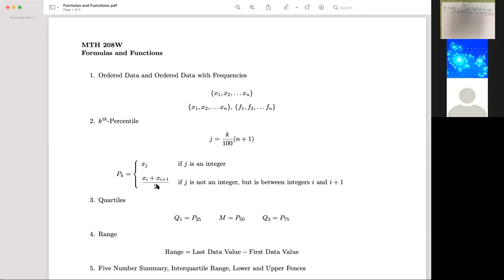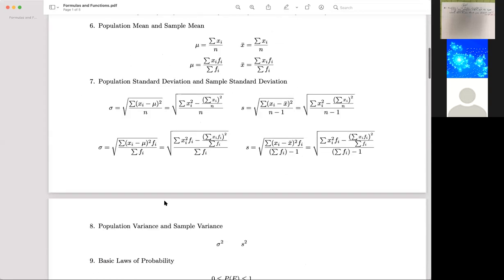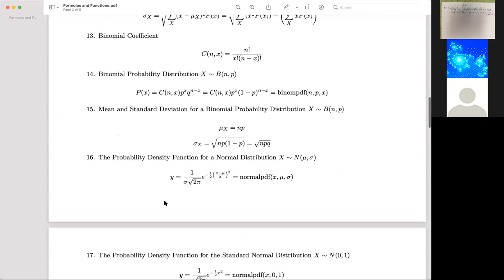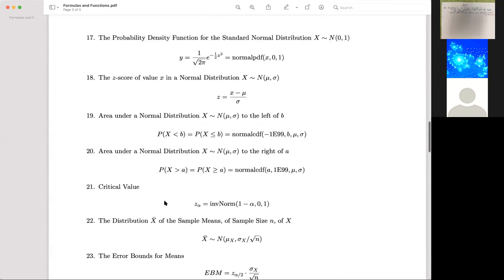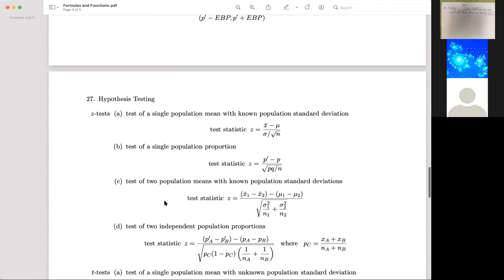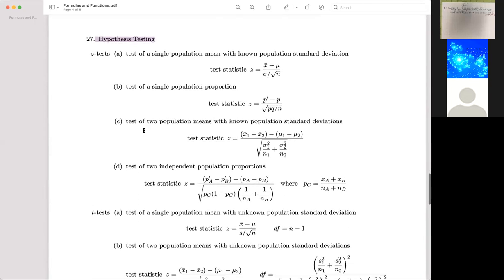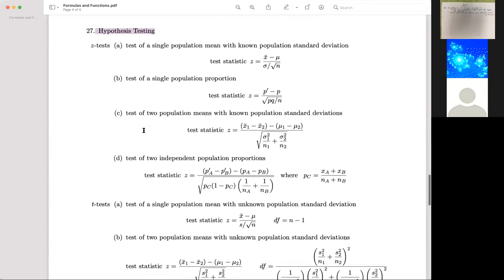Here's our formula sheet. It's on our website. It was last week or maybe a week ago or so that I showed you this part of the formula sheet called hypothesis testing. So we actually have many hypothesis tests. Yes, you need to perform a hypothesis test to do this problem from chapter 11. Question is, which one?